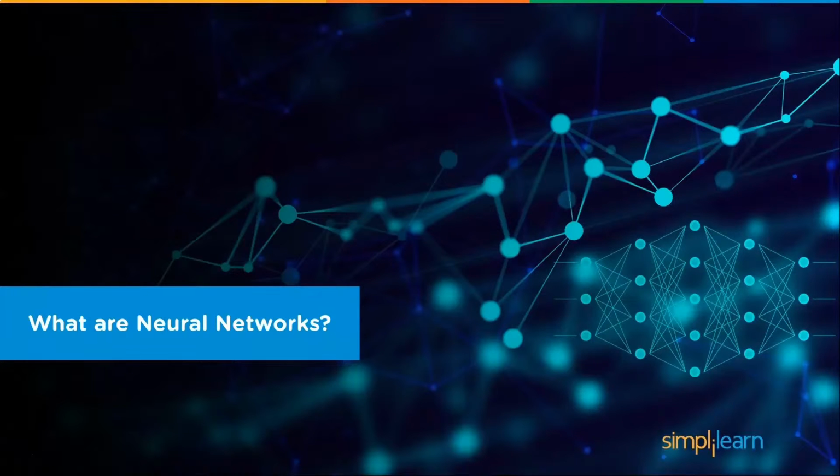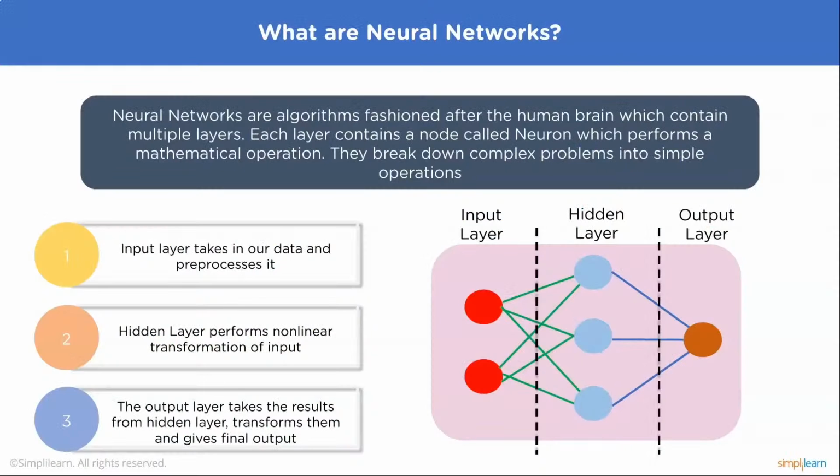What are neural networks? Well, like I said, we talked about in computational graphs, you have a node and you have a connection, or your edge. So neural networks are algorithms fashioned after the human brain, which contain multiple layers. Each layer contains a node called a neuron, which performs a mathematical operation. They break down complex problems into simple operations. So one, an input layer takes in our data and pre-processes it.